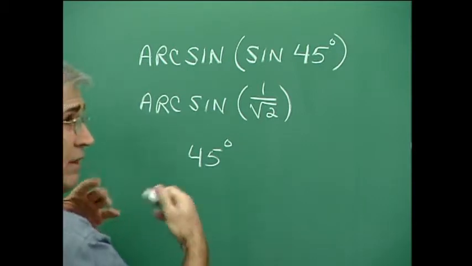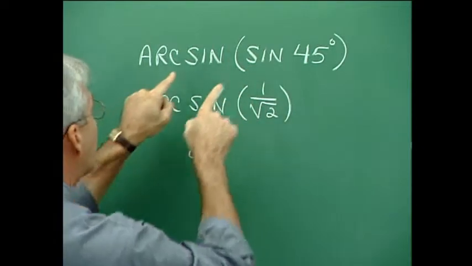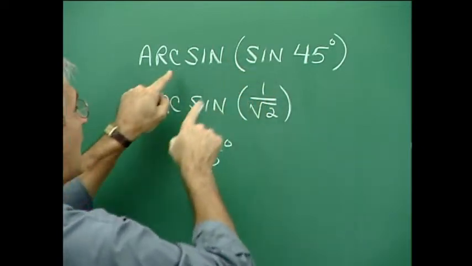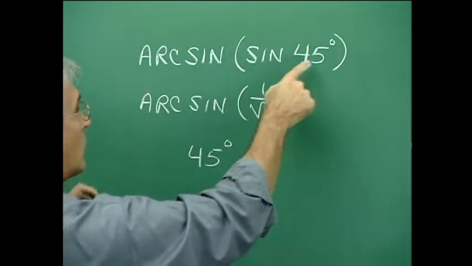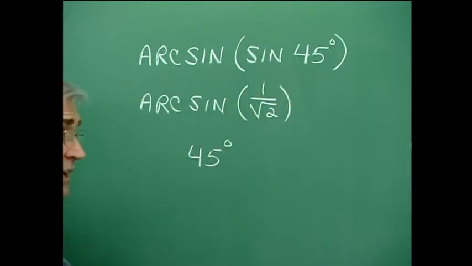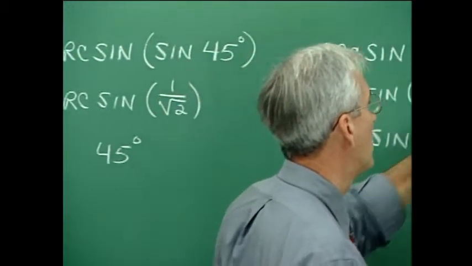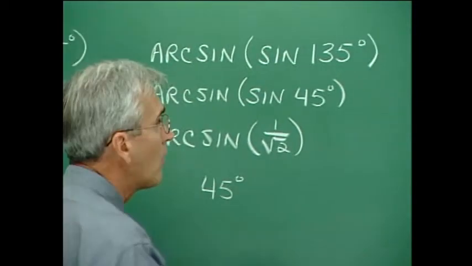Now, it is often thought in this situation that we have functions that are inverses of one another right here, and since they kind of undo one another, we're going to get that angle in all situations. And in many situations, that's certainly true. But consider this problem. We have the arcsine of the sine of 135 degrees. Now we have to be a little careful.